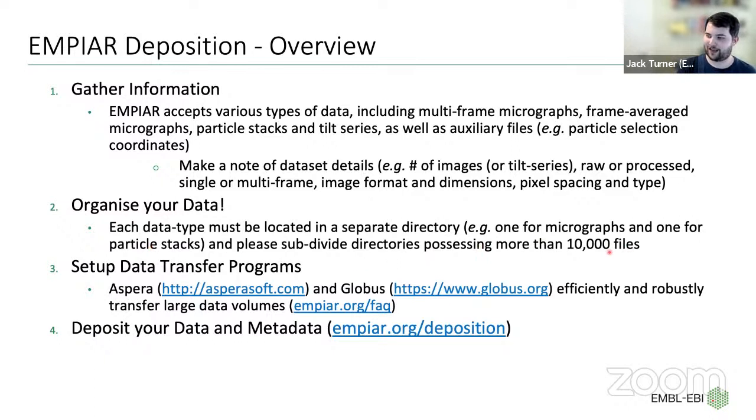If you are uploading raw data as well for subtomogram averaging or single particle, please subdivide the directories possessing more than 10,000 files. This is just because it takes a very long time to upload folders with lots and lots of little files in them. And the Globus and Aspera programs can handle losing connection, but if they lose connection whilst uploading a directory, that can cause some issues and slow things down. So try and subdivide those into 10,000 file folders if possible.